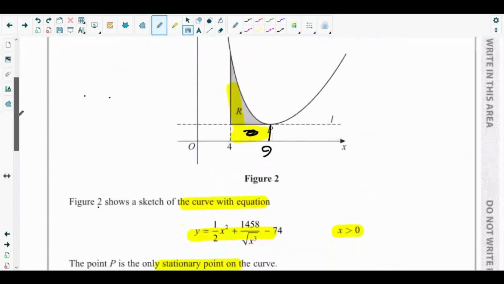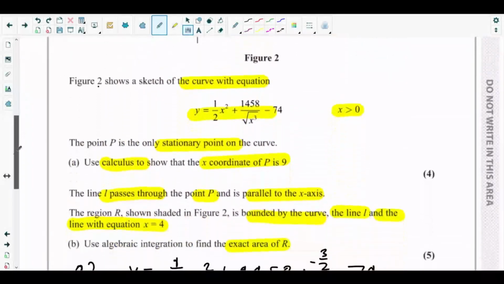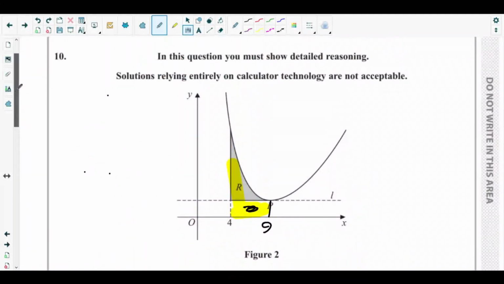And that's basically the end of question number 10, and also the end of this January 2024 Pure Mathematics 2 paper. That's it. Thank you.